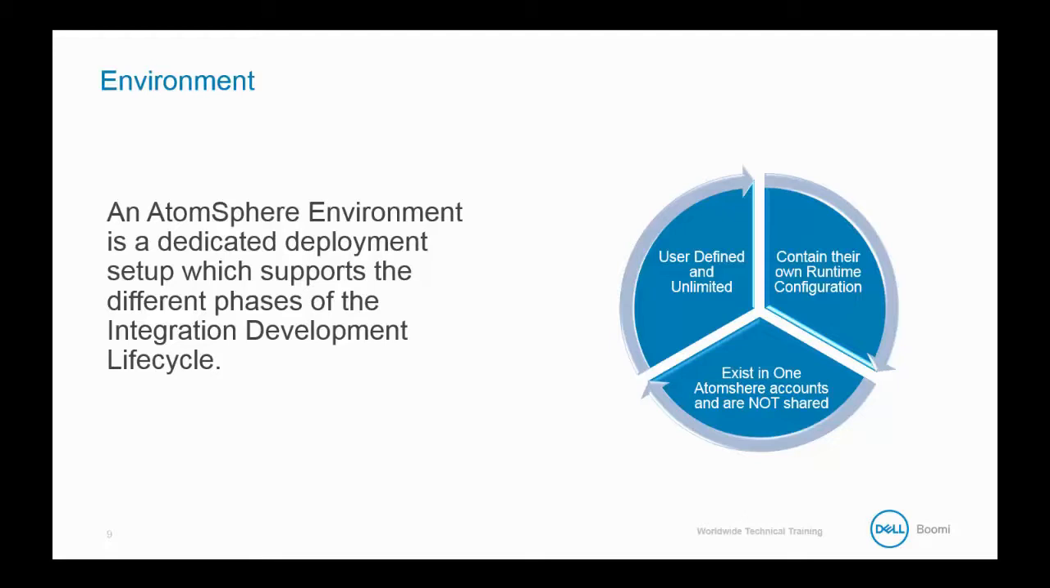Each environment has its own runtime configuration, such as connection credentials, and the environments exist within one AtomSphere account and are not shared across accounts. Now, having a separate test environment allows you to deploy specific processes for testing scheduled executions, larger document batches, and real-time integration scenarios. Many atoms are attached to an environment, while many environments are attached to many atoms, and you can fully deploy processes from end to end, avoiding test mode restrictions without affecting production processes.